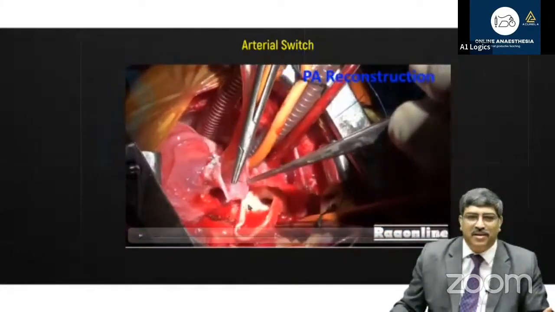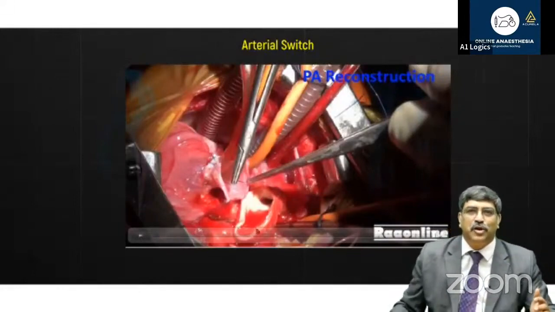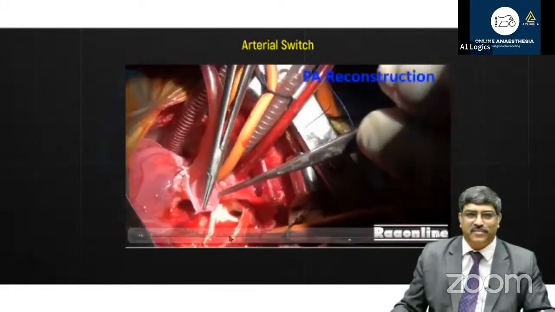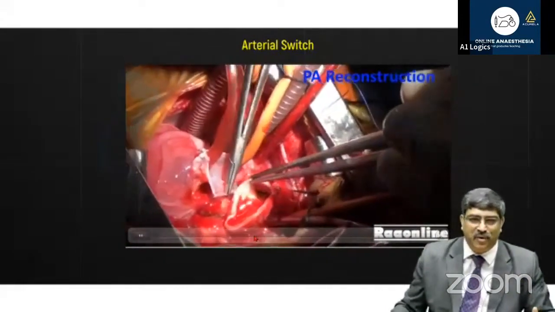And these are the two pulmonary arteries, right pulmonary artery and left pulmonary artery. And the transected pulmonary artery which is coming from the left ventricle is anastomosed to the neo-pulmonary artery. Here you can see the pulmonary artery being anastomosed to the new one.